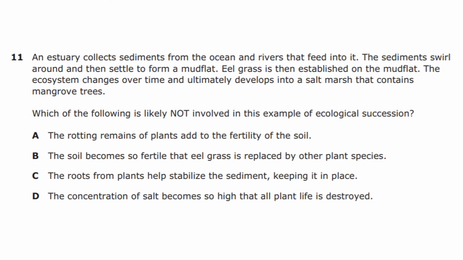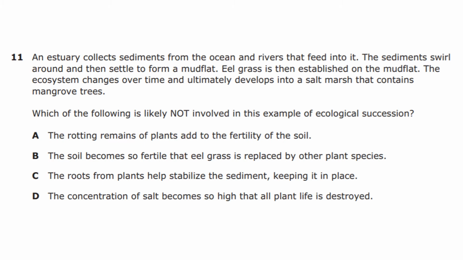An estuary collects sediments from the ocean and riverbeds that feed into it. A more common word for estuary is a swamp. So when you have a swamp, you have sediment from the ocean and you have rivers that are emptying into this area. And the sediments swirl around and eventually settle to form a mud flat.